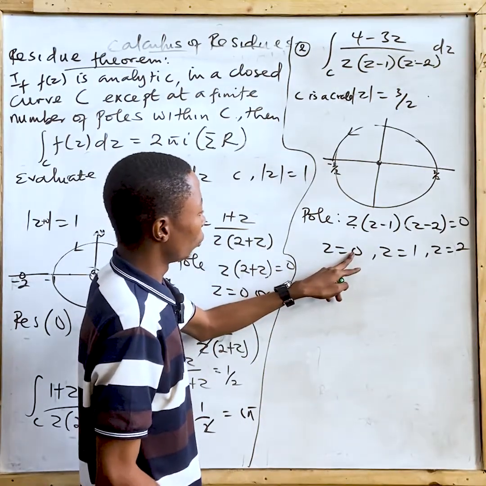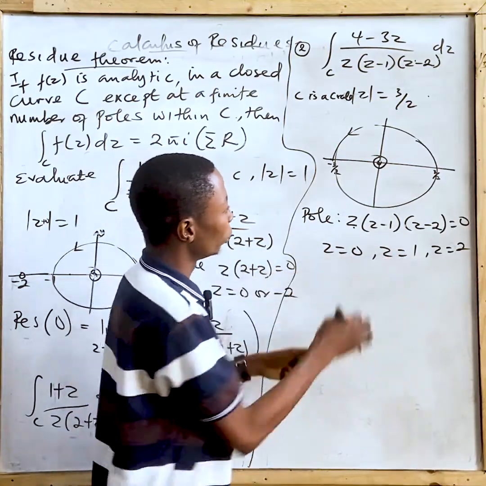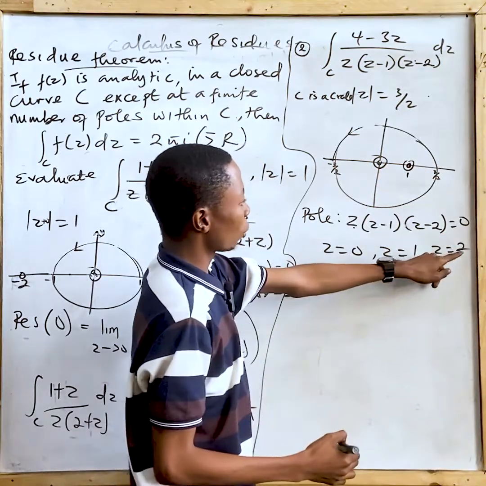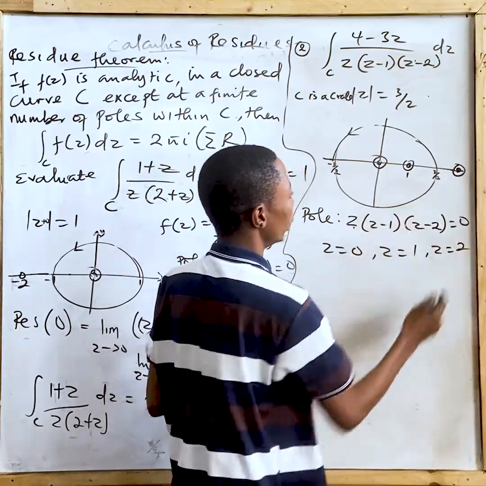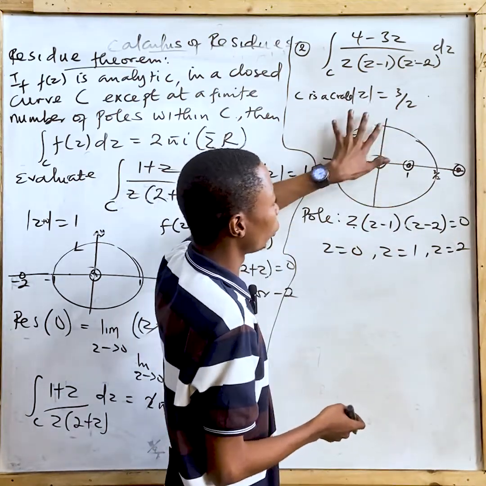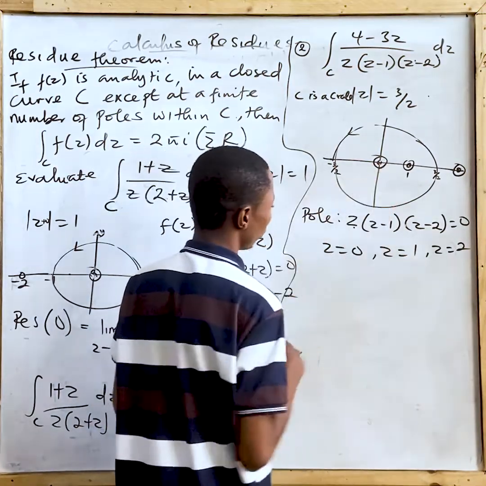Z equals 0 is here. That's 0. Z equals 1 will be around here. Let's say this is Z equals 1. Z equals 2, 2 is greater than 3 over 2. That will be outside. It means that only the poles Z equals 0 and Z equals 1 are within the contour. Then we only find the residue at Z equals 0 and Z equals 1.